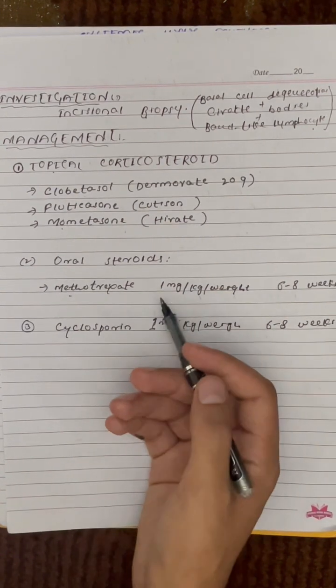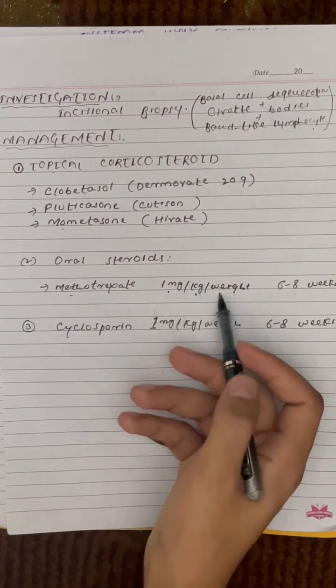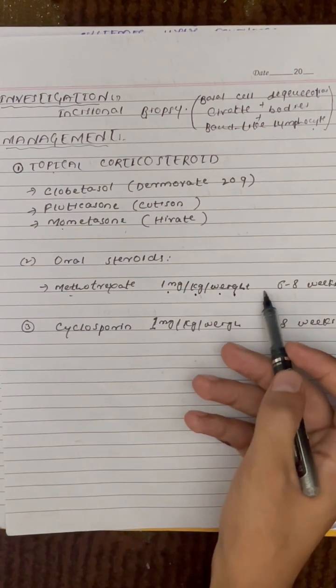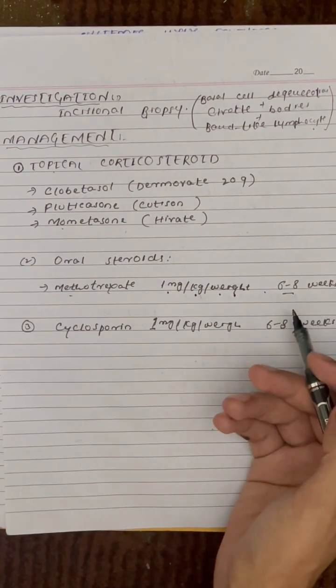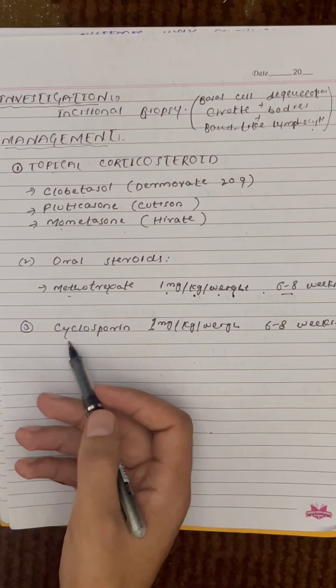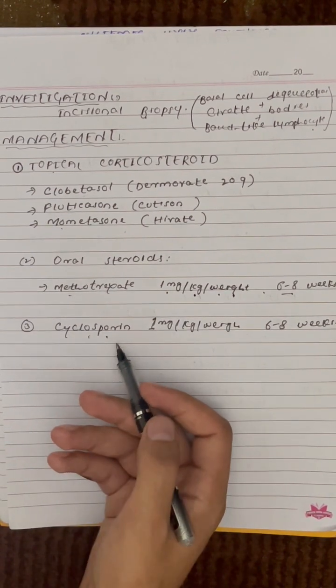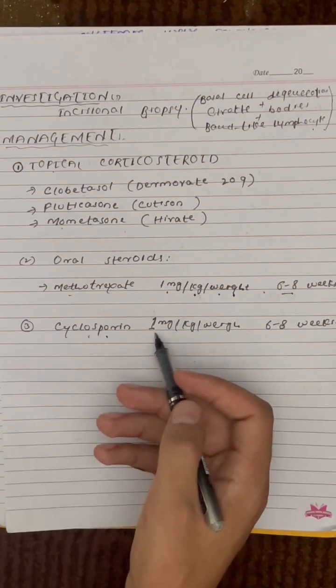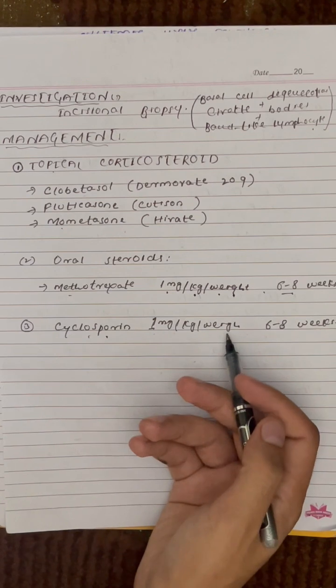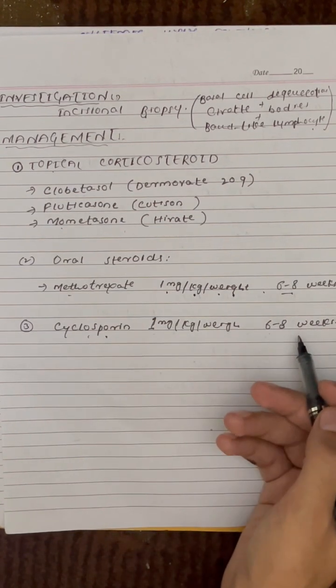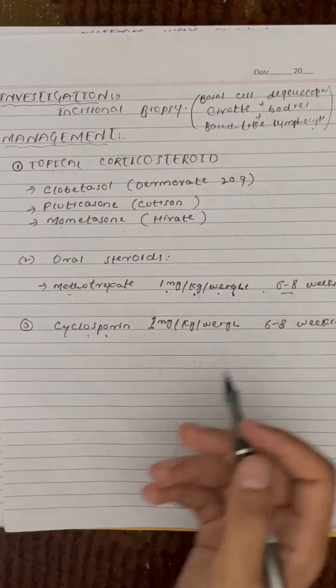That is methotrexate, the most important one. That is 1 milligram per kg body weight, and we will continue this dose for 6 to 8 weeks, right? Then the last one, cyclosporine, which is an immunosuppressant, the same dose, 1 milligram per kg body weight. This is also for 6 to 8 weeks, right?